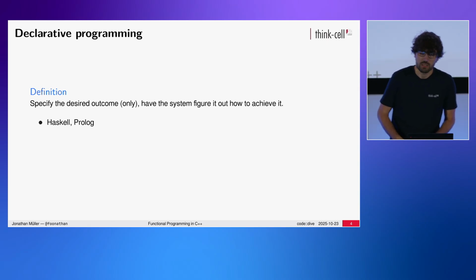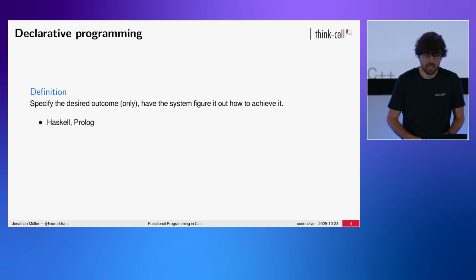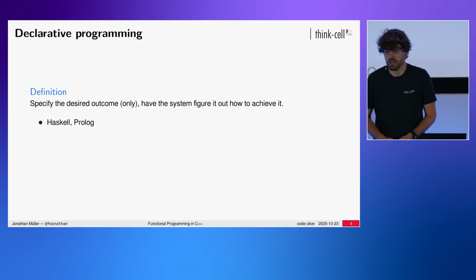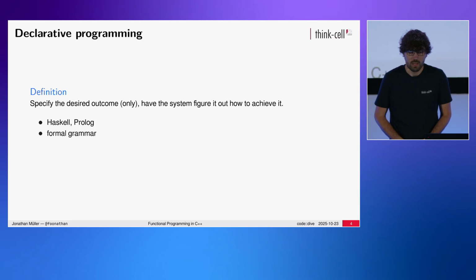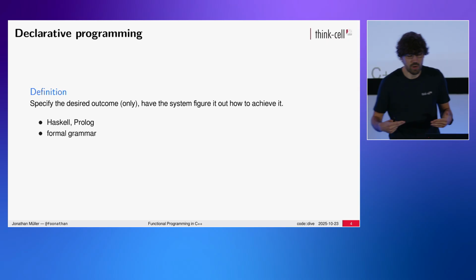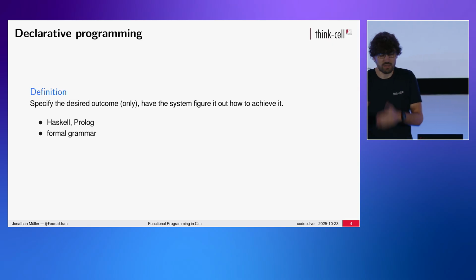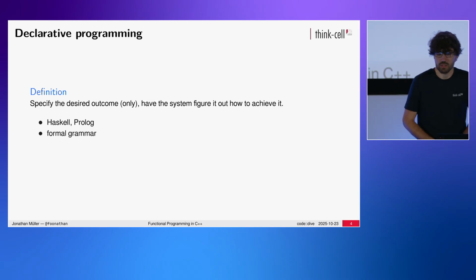Right? So Haskell, as a functional programming language, is declarative. Prolog, as a logical programming language, is declarative. But also, for example, a formal grammar. Right? A formal grammar isn't a parser. It simply describes what matching strings are. And then there is some parser generator that takes a formal grammar and actually parses your code.